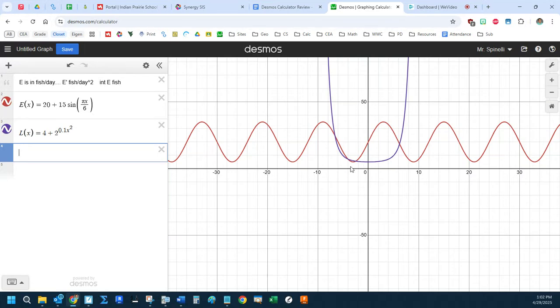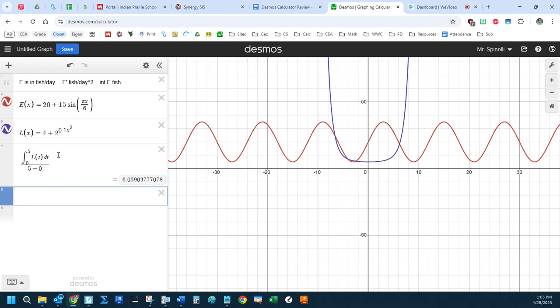Whenever you want an average, that means you have to integrate. So I'm going to integrate from the interval specified, which was 0 to 5. And since I want leaving, I use the leaving function. This determines how many fish have left, but I want the average number of fish that left over that 5-hour period. So I have to divide by the change in time, which is 5 minus 0. Anytime you see average, it's going to be of the form integral from a to b of the function, all over the change in the x or t, the input values, that independent variable.